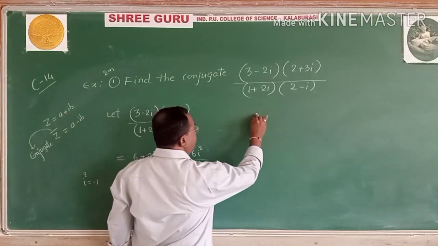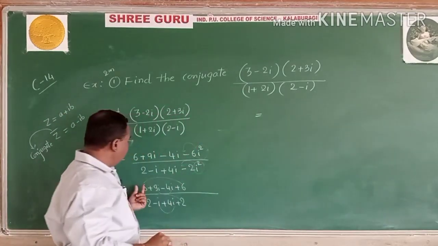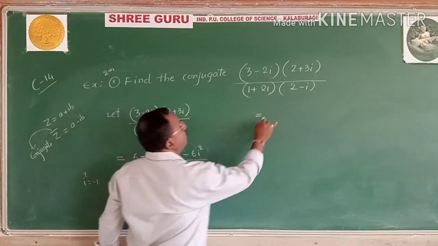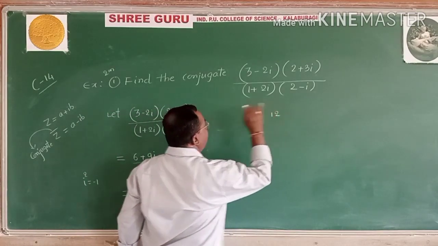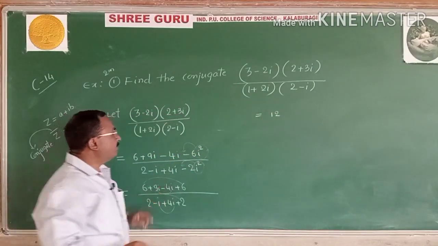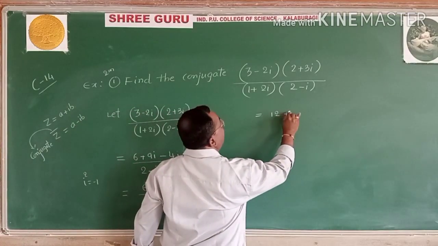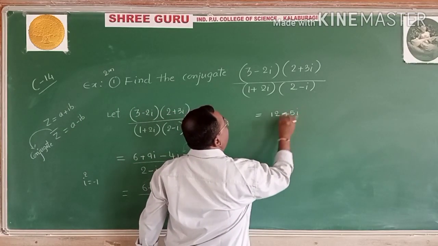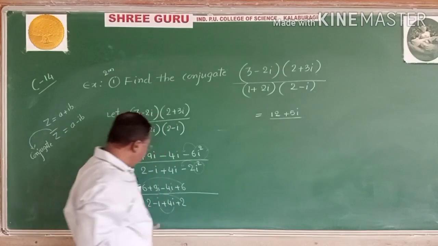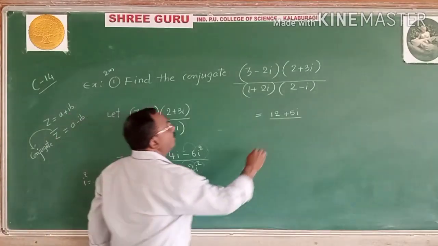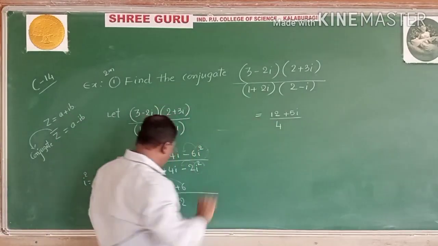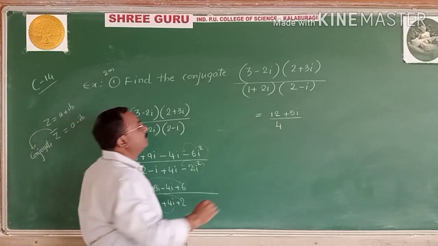Real part: 6 plus 6 is 12. Imaginary part: 9 minus 4 is 5. Divided by, next, 2 plus 2 is 4, and 4 minus 1 is 3.